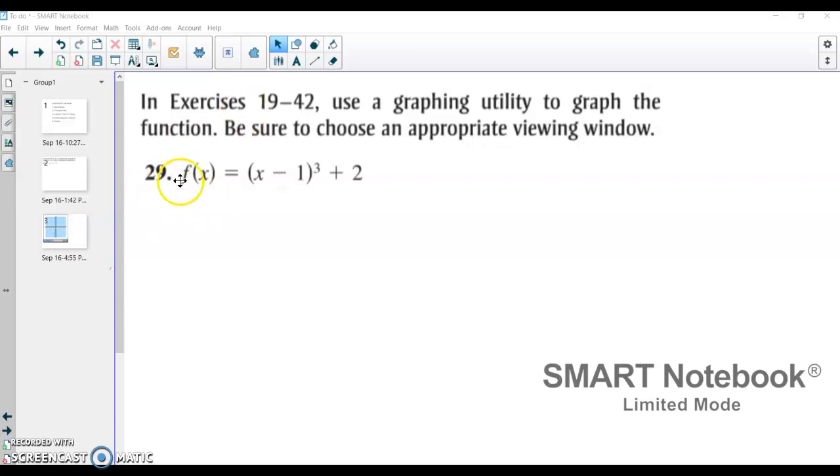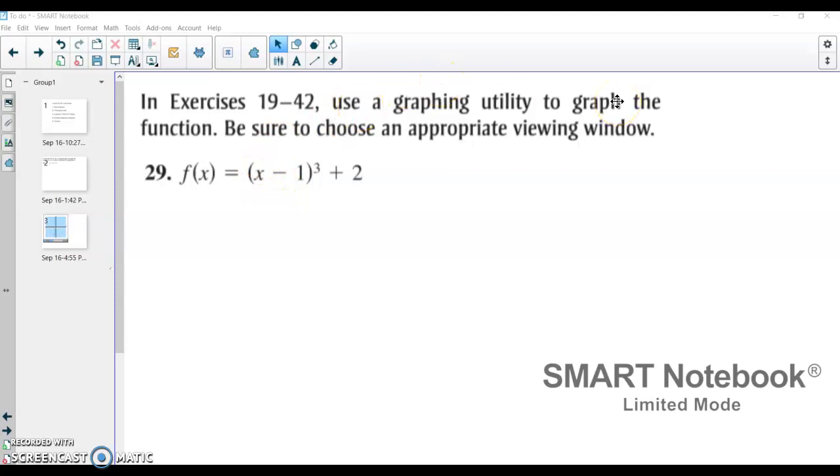Alright, so here is problem 29 on homework 1.6. The problem is asking us to use a graphing utility to graph the function they're giving us, and to choose the appropriate viewing window.